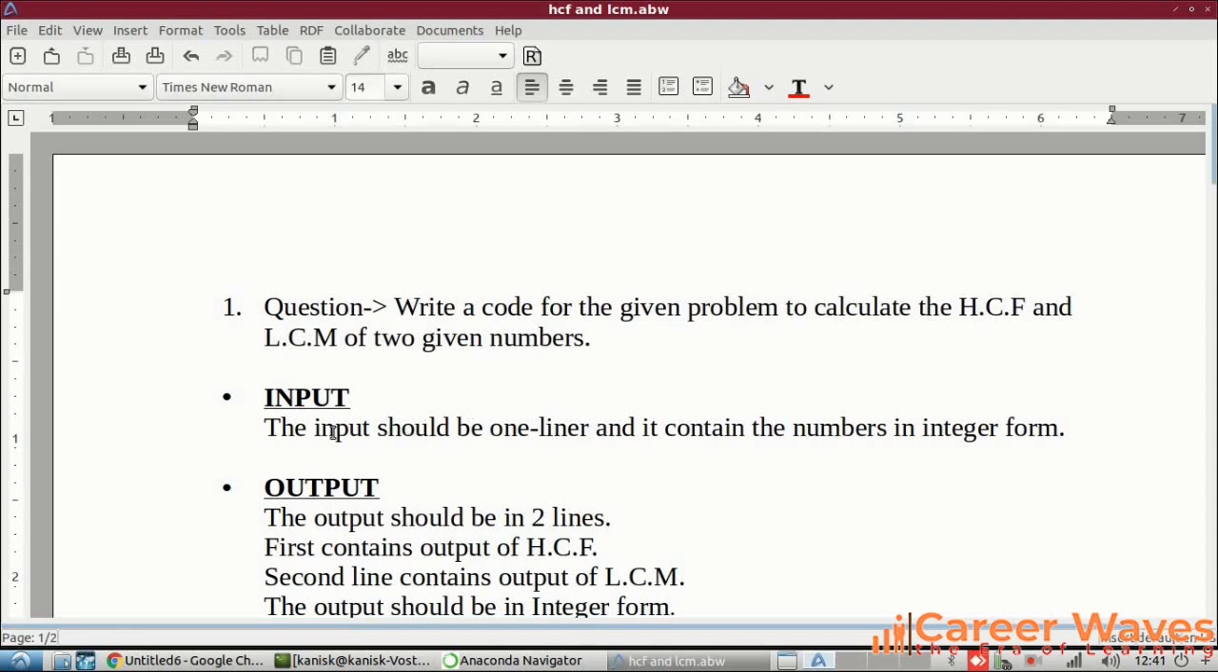So let's start with input constraints. The input should be one liner. It means input should consist of only one line, and it should be in integer form. So you have to keep in mind that your input should be in integer form.